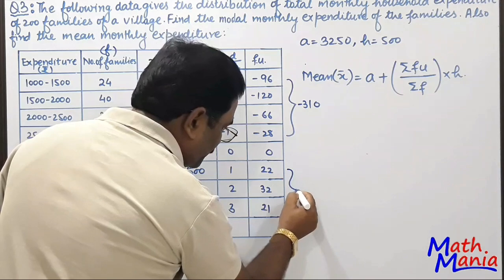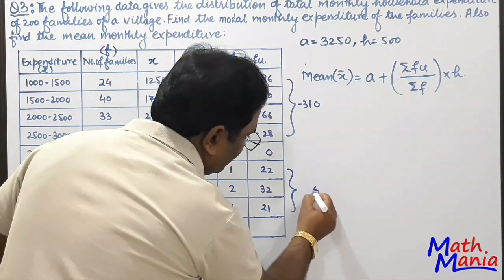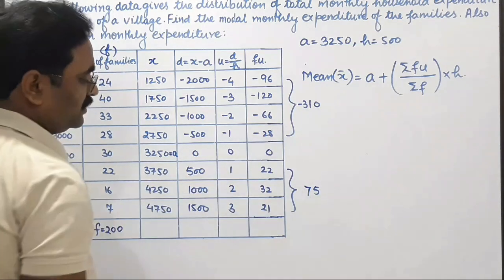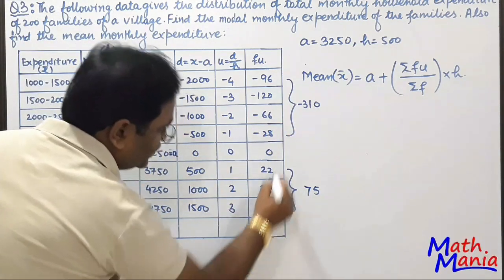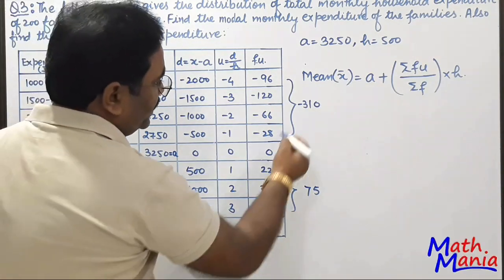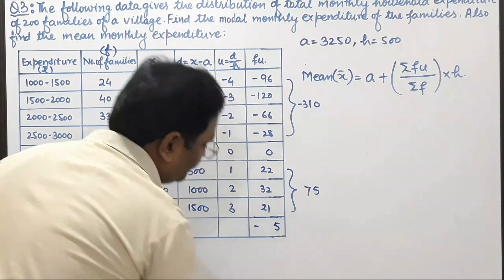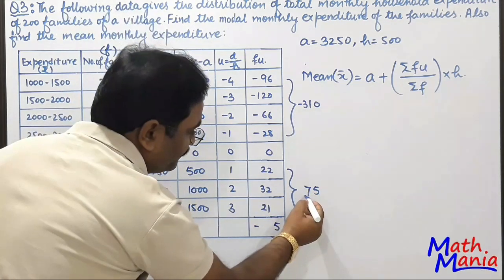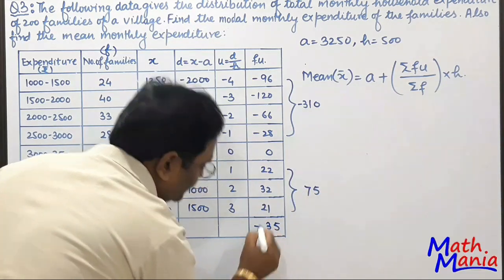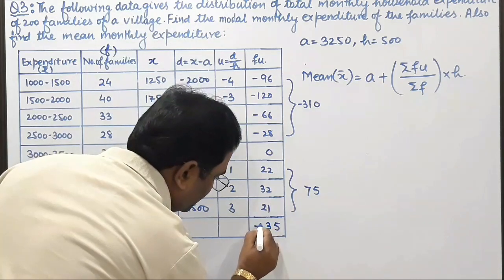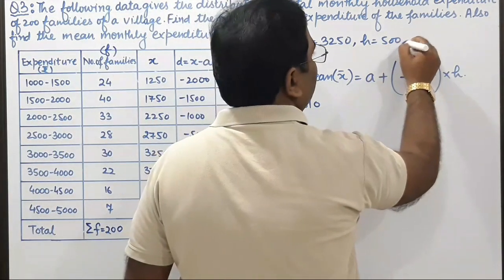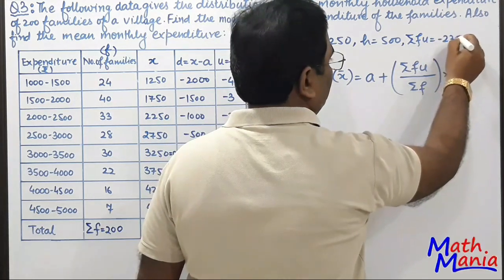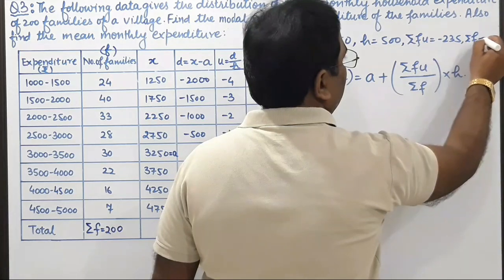And these are all positive numbers, so let's add them too: 4, 4, 1, 5, 3, 2, 5, 6, 7, so plus 75. Now we have to add these two. Since 310 is negative, the result will also be negative. So subtract: 10 minus 5 is 5, 10 minus 3, 10 minus 7 is 3, and 2 remains. So 235 is the value of sigma f i u i, minus 235. Sigma f i is 200, already given.